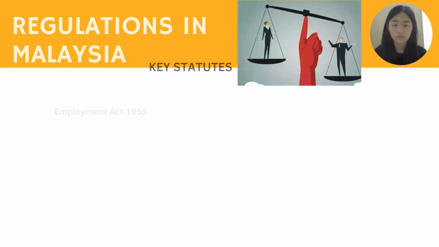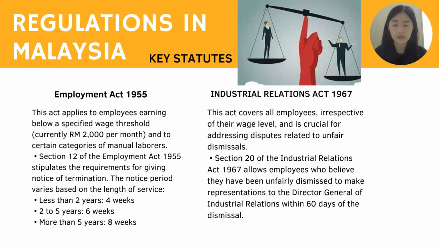Thank you. And the next part is key statutes. The Employment Act 1955 applies to employees earning below 2,000 ringgit a month and certain manual laborers. Section 12, notice of termination requirements: less than 2 years, 4 weeks; 2 to 5 years, 6 weeks; more than 5 years, 8 weeks.